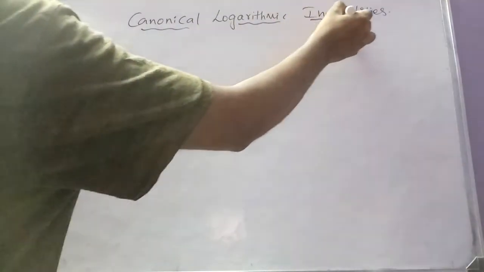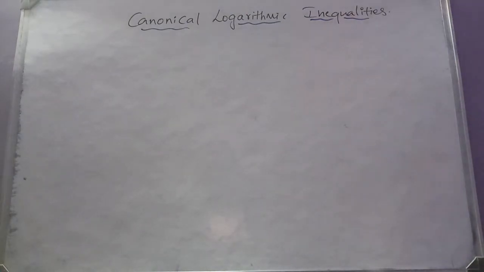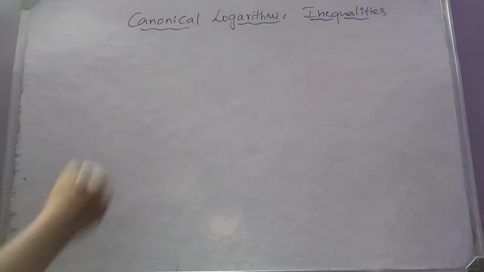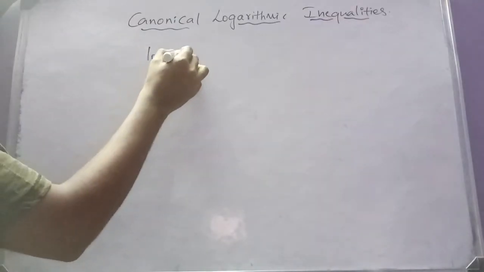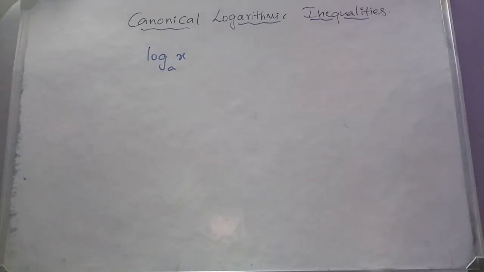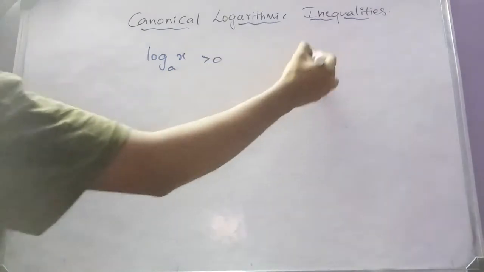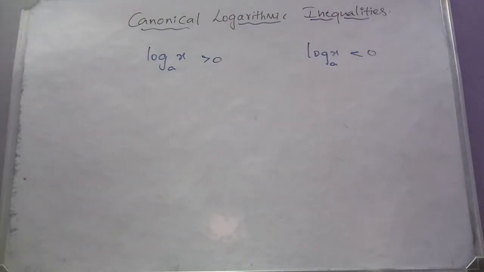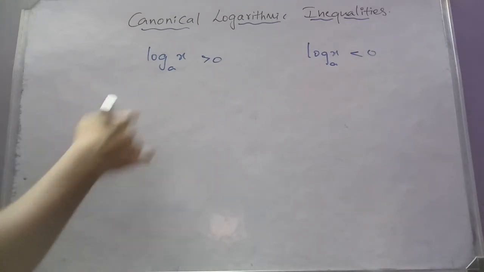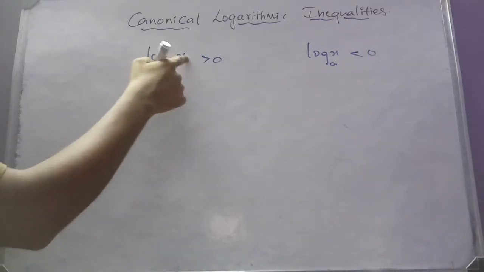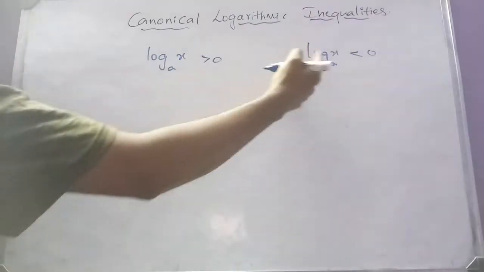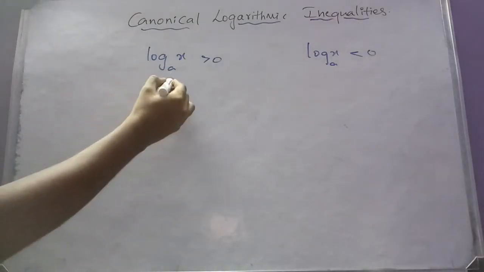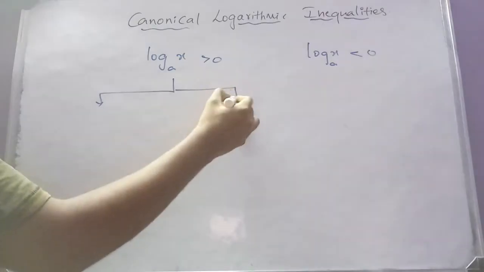Canonical logarithmic inequalities. This will explain how to solve certain logarithmic inequalities. There are two logarithmic inequalities: log x base a greater than 0, and log x base a less than 0. For what possible values of x and a is log x base a positive, and for what values of x and a is log x base a negative? This has two cases.